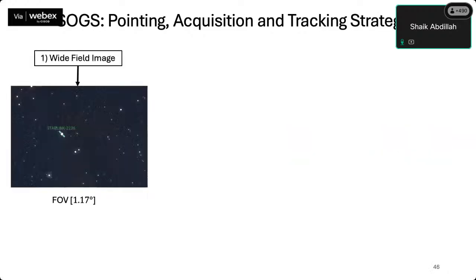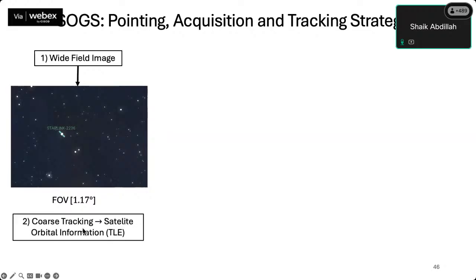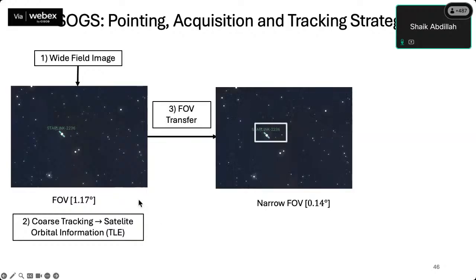Right. So the one thing that I want to talk a bit deeper about is how we reduce noise, and we do that by performing a range of spatial filtering. We do that by having a tiered tracking strategy. We need a wide field of view image because the initial tracking uses the two-line element, which, as we mentioned before, gives us an accuracy of only about 2 milliradians. Then we use that to transfer to a narrower field of view camera.